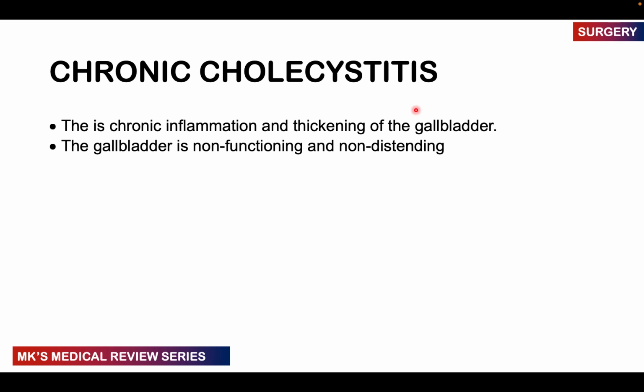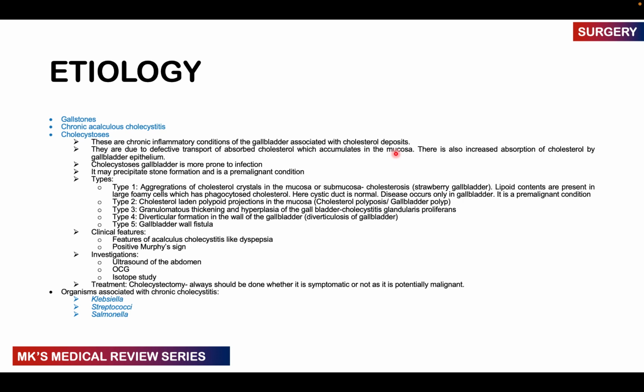Then lastly, I want us to talk about chronic cholecystitis. Remember, this is a chronic inflammation and there's thickening of the gallbladder, and the gallbladder is non-functional and non-distended. Causes include gallstones. You may have chronic acalculous cholecystitis. You may have cholesterosis. And then organisms that are associated include Klebsiella, Streptococci, and Salmonella.